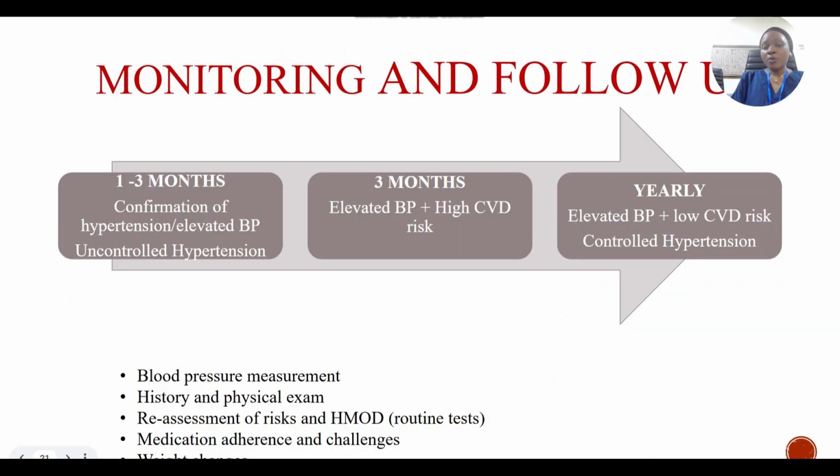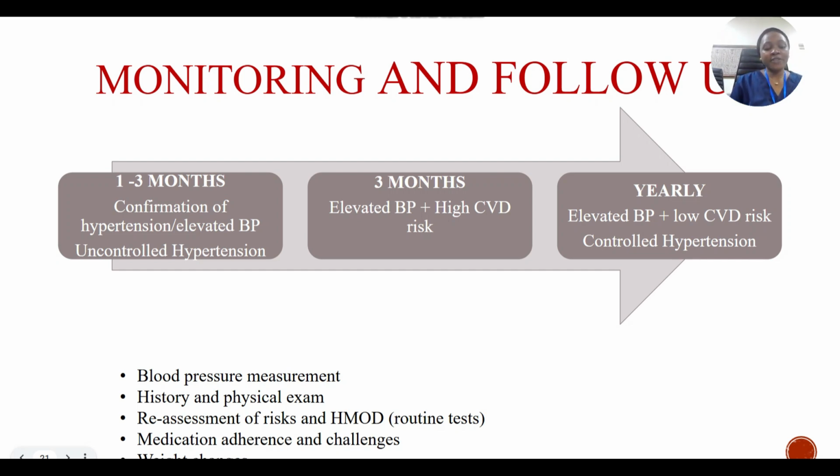Finally, we'll talk about monitoring and follow up of patients with hypertension. Now, we can follow patients up within 1 to 3 months, and the patients who require short follow up are patients in whom we still want to confirm hypertension or elevated blood pressure. So, if a patient has come to a health facility and opportunistically we detect high blood pressure, we would ask them to come back within a month.